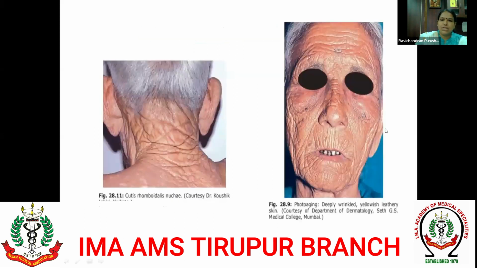We can appreciate here deep wrinkles and a yellow leathery appearance of the skin because of chronic sun exposure, mainly in the elderly. A typical pattern here is a rhomboidal shape, that is cutis rhomboidalis nuchae, which is more common in the elderly with chronic sun exposure.